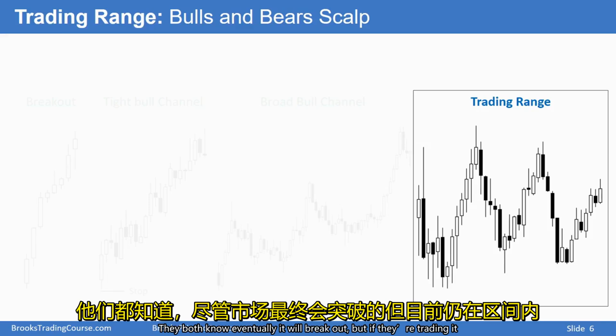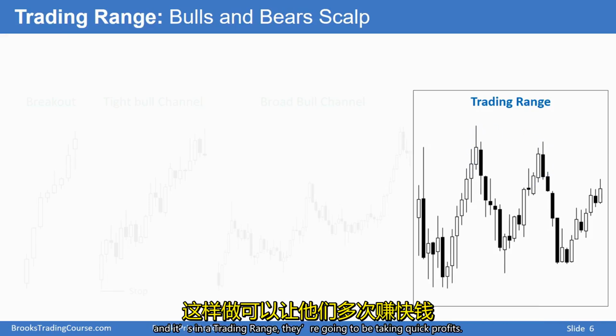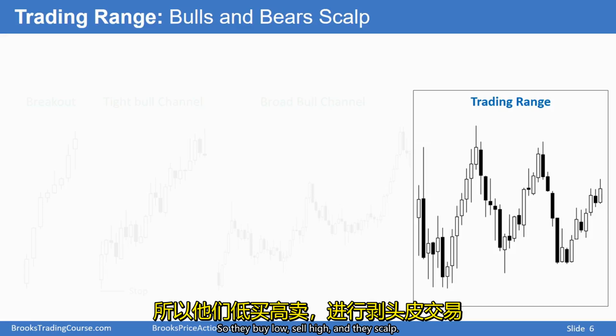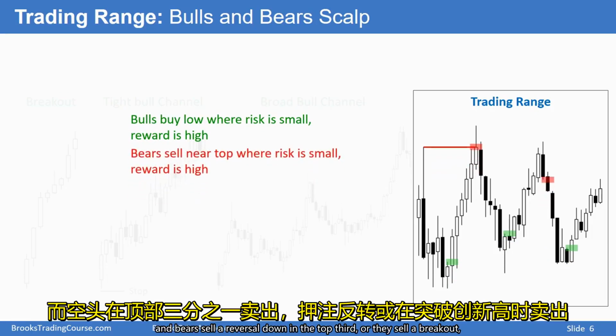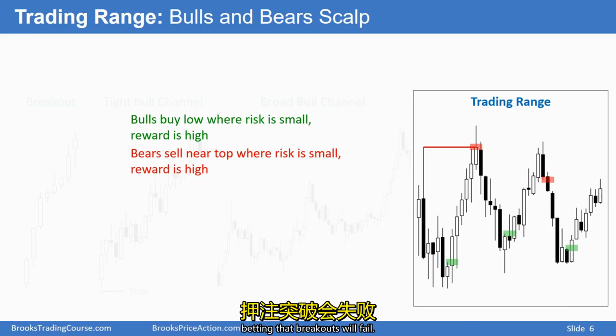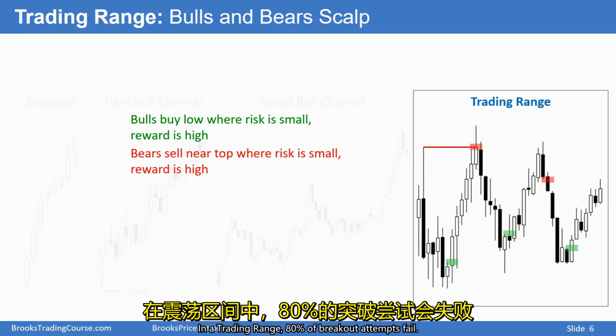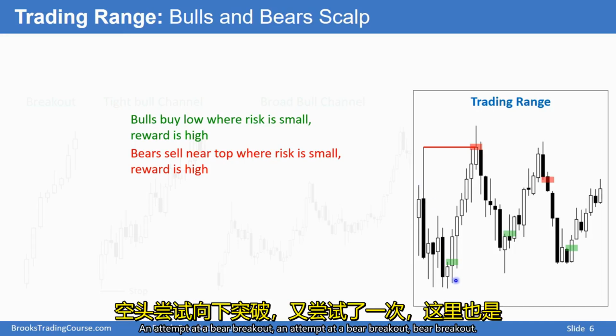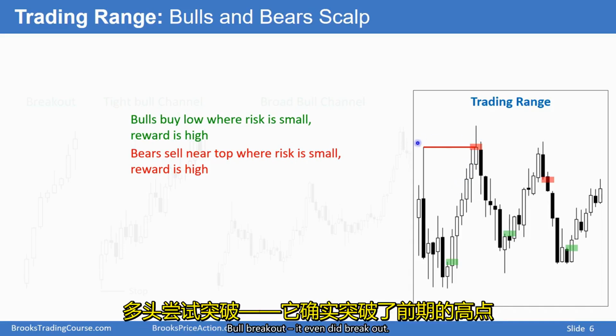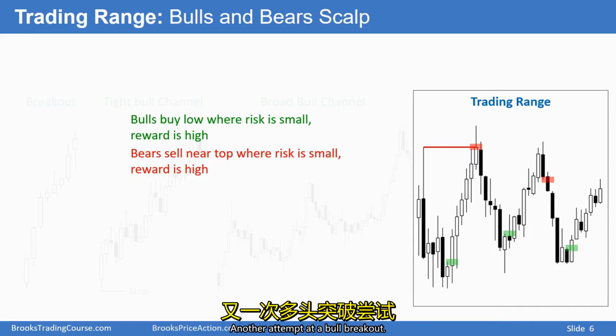They both know eventually it will break out, but if they're trading it and it's in a trading range, they're going to be taking quick profits. So they buy low, sell high, and they scalp. For example, bulls buy a reversal up in the bottom third, and bears sell a reversal down in the top third, or they sell a breakout, betting that breakouts will fail. In the trading range, 80% of breakout attempts fail. Each one of these legs is an attempt at a breakout. An attempt at a bear breakout, attempt at a bear breakout, bear breakout. Bull breakout, it even did break out. Another attempt at a bull breakout.